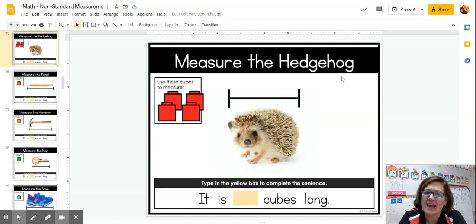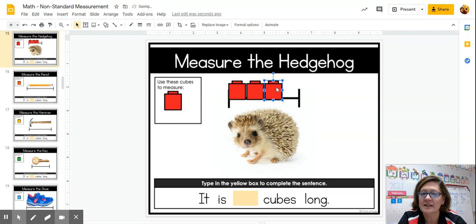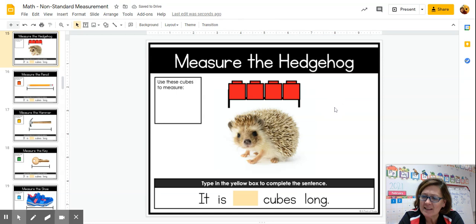This says measure the hedgehog. Okay, so I'm going to click and drag, and I'm going to measure this hedgehog to see how many of these cubes long this hedgehog is. Okay, so that's 2. This is number 3. I have a question for you. Do you think we're going to measure things your whole life? What do you think? Yeah, you're going to be measuring your whole life. And that's why it's important for us to start measuring. But we don't have to use fancy things like rulers.